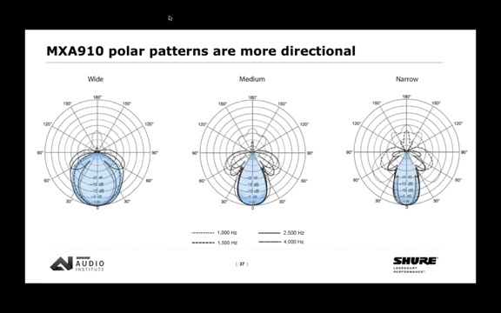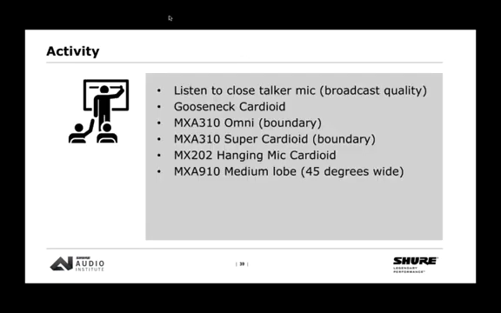Here's what the lobes look like on that 910. The wide, remembering that's 55 degrees wide. The medium gets a little tighter, 45, and then the narrow goes down to 35.